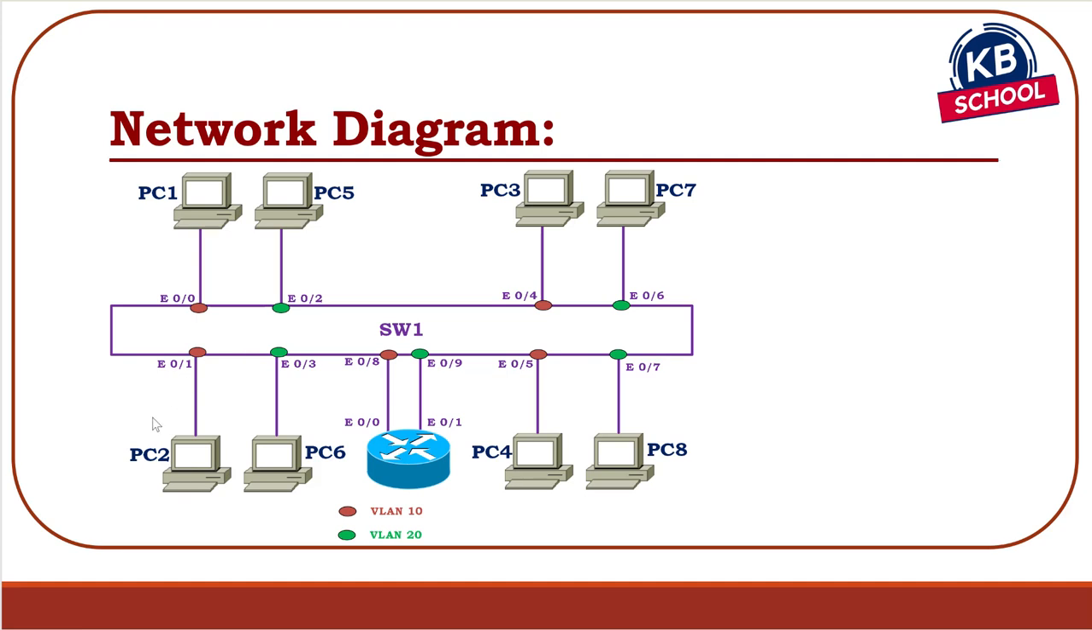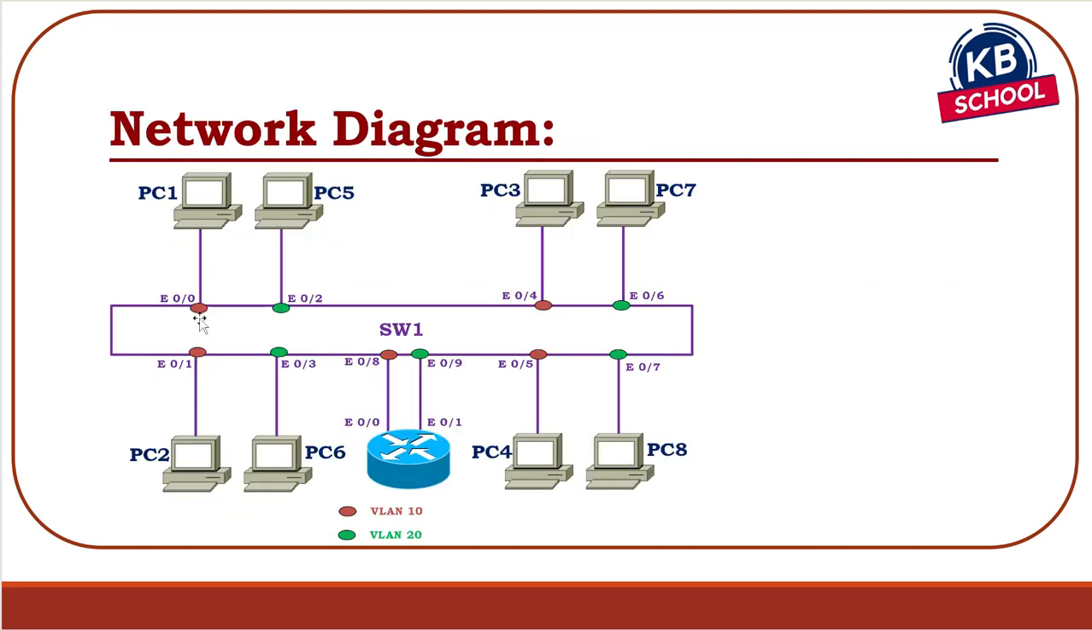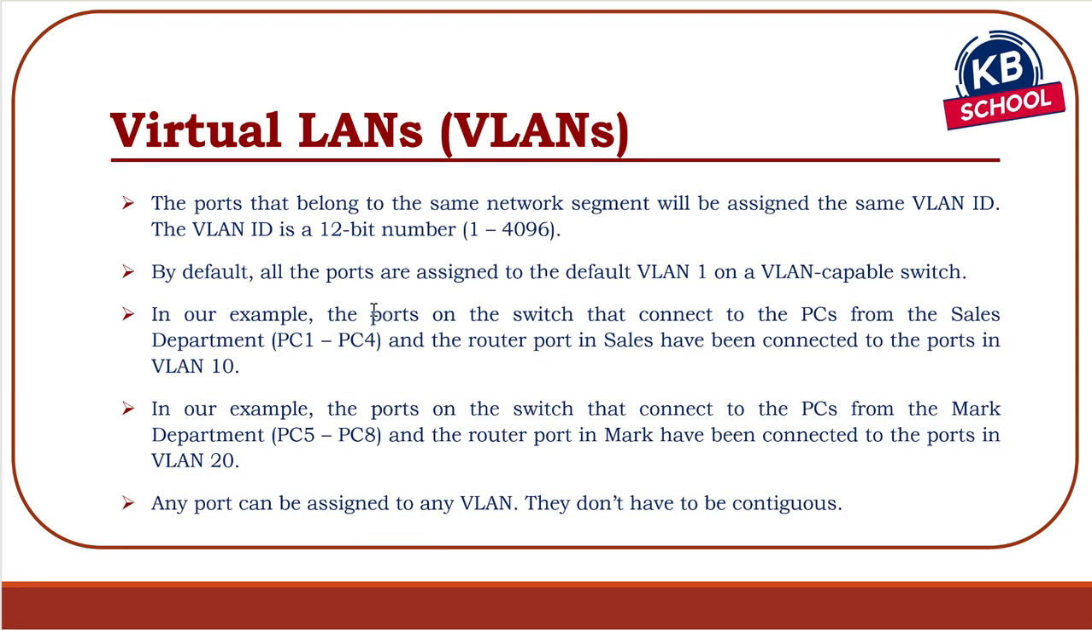Now, the next thing over here is once I create a VLAN, a little bit about the VLAN, and then I'll show you how you designate the ports. The ports that belong to the same network segment will be assigned the same VLAN ID. So as I showed you, I would have gone to these ports over here, 0, 1, 4, 5, and 8, and I would assign them to VLAN 10. That would create that virtual switch with 5 ports on it. Similarly, I'll do the same thing for the other one.